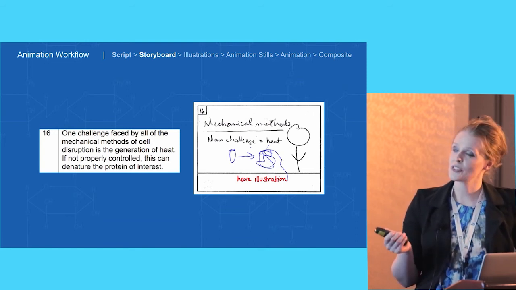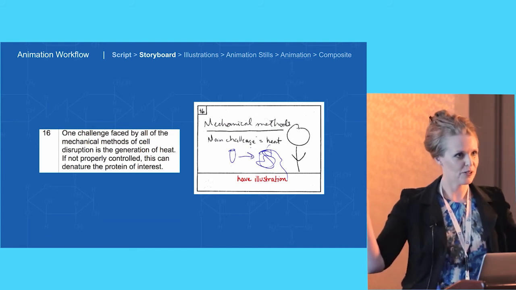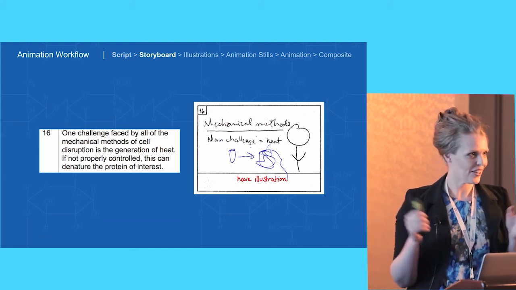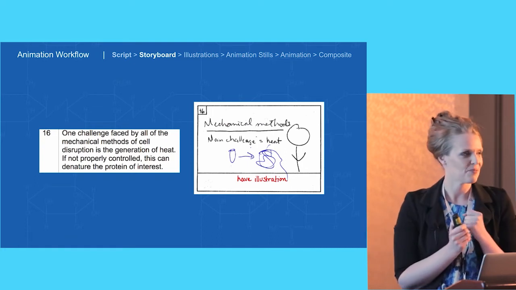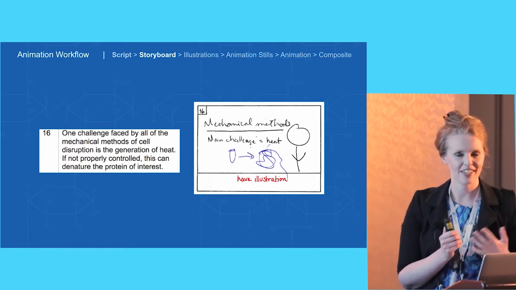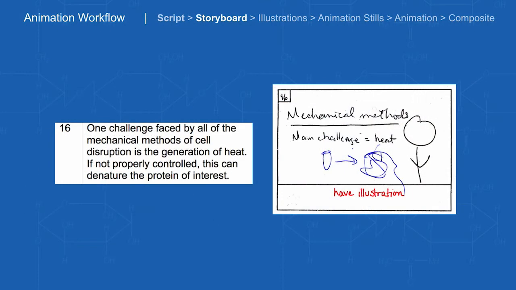And actually, these were symbolic. Little stick people with the little arms meant that it would be a wide shot. So they'd have their arms in the shot. And stick figures without the little arm sticks meant that it would be a close-up shot. So they were thinking about that as well. And then he indicated that on screen would be the text "mechanical methods" and "main challenge equals heat."